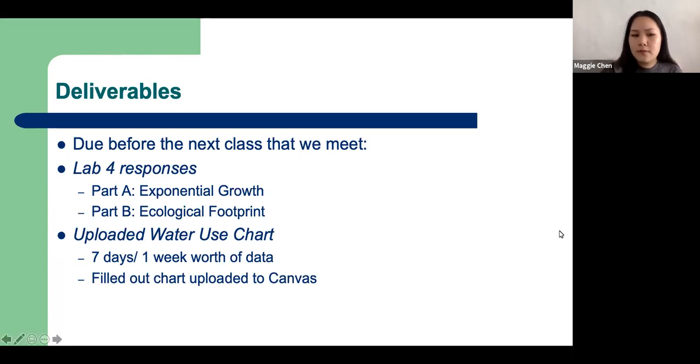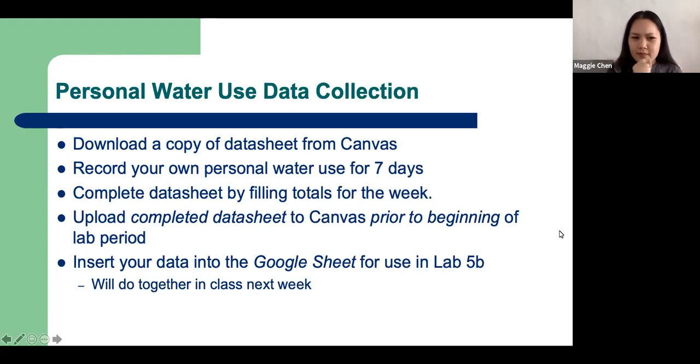You're going to fill it out and then upload it to Canvas before we meet. For the personal water use data collection, you're going to download a copy from Canvas, under the Lab 4 link. You're recording your personal water use for 7 days and completing this data sheet by filling in the totals for the week. Then upload it before we meet next week, prior to the beginning of lab, because we are going to be putting that data into a Google Sheet to make some graphs.